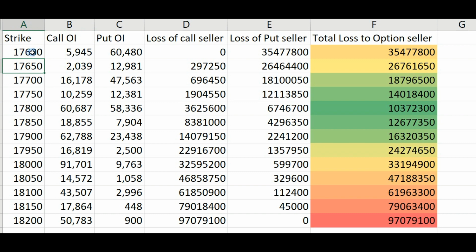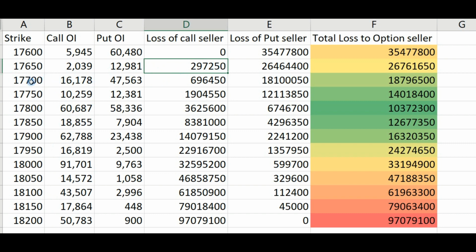Call sellers at 17,600 strike will have intrinsic value of 50 rupees. So how much will they have to pay back? They will have to pay 50 rupees into open interest. So here I have created that formula, 50 into B2. This is the amount which these call sellers will have to pay back from their premiums. All these strikes will become zero and they will pocket the premiums, but this much premium they will not be able to pocket.